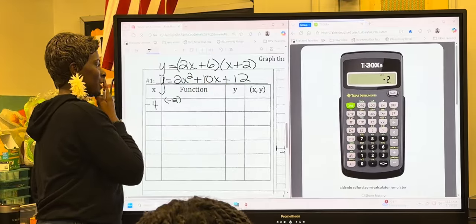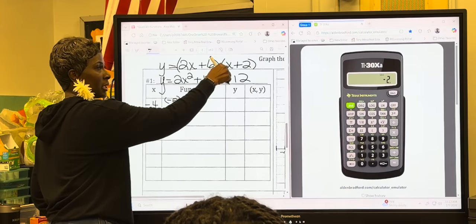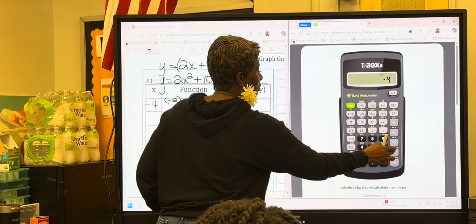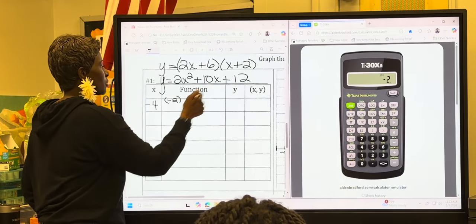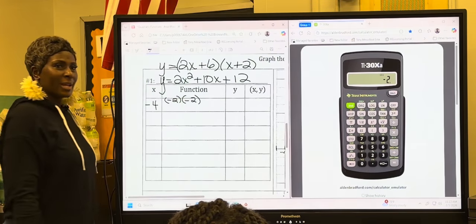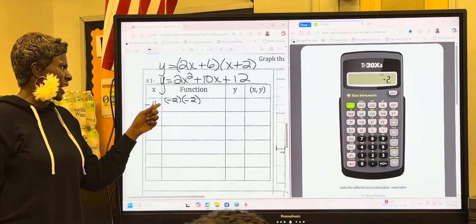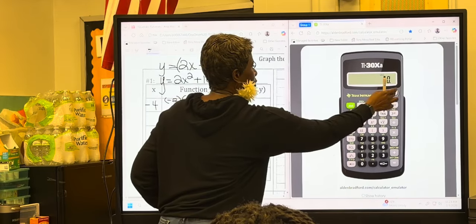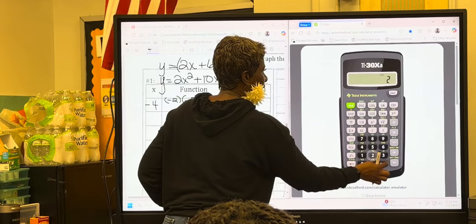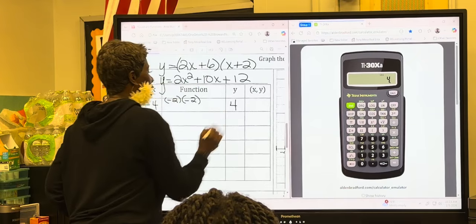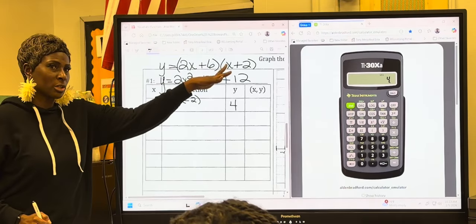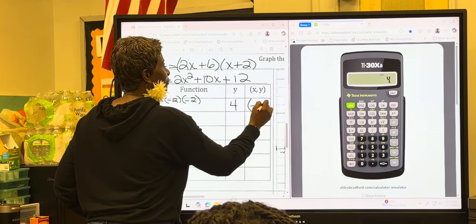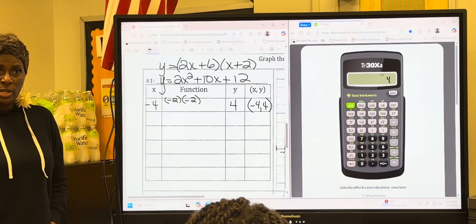Now I'm going to go here. What am I going to plug in? Again, my x is -4. So what am I going to put? -4 plus 2. So I'm going to put 4 negative, plus 2, equals. What do I get? -2. So here I'm going to put -2. Now what do I have? -2 times, because aren't these two being multiplied? So -2 times -2. What do I get? 4. So when I put in a -4 in my function for x, I get out a 4 for my y. So what is my ordered pair? -4, 4. Is everybody with me?